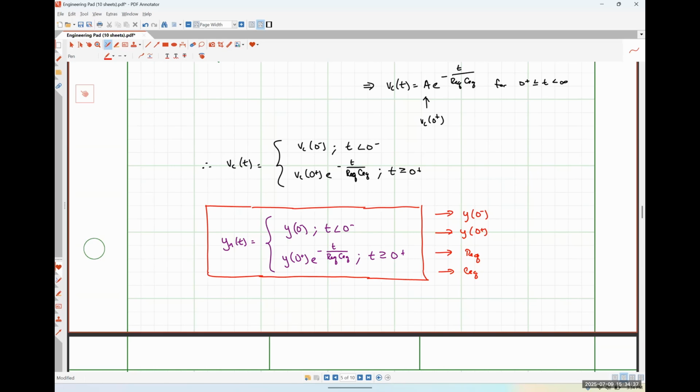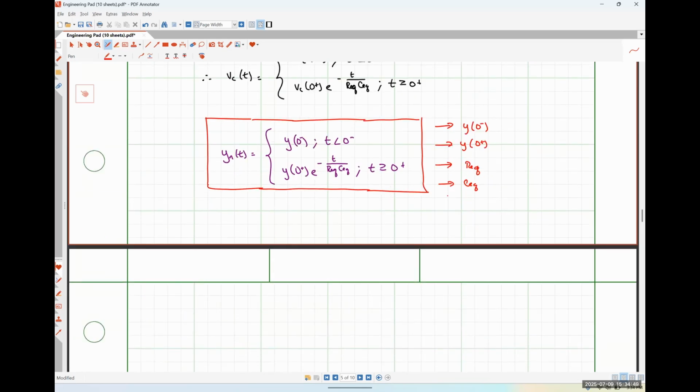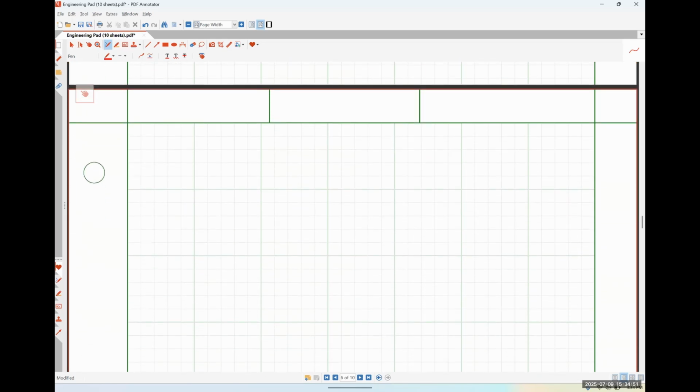So let's look at a quick example, and then we will wrap things up for today. I'm going to try to make this one very easy so that we can go through it rather quickly.